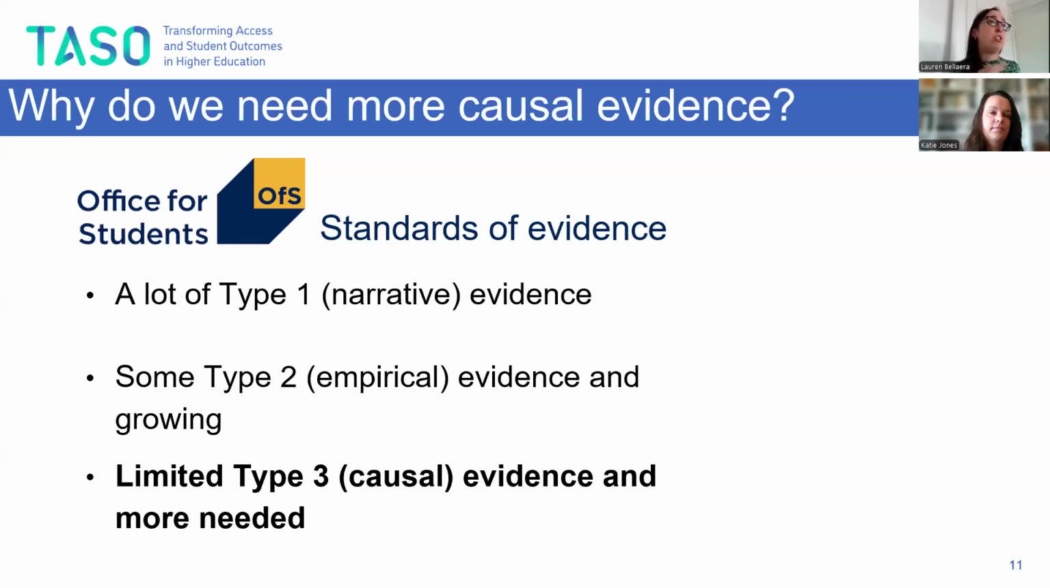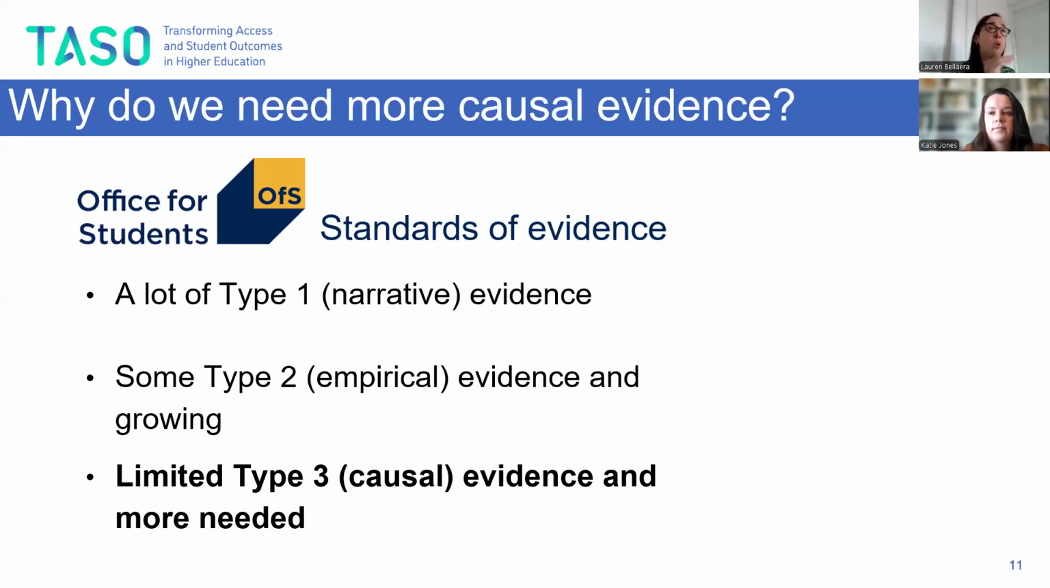Secondly, we have type 2, and this is empirical evidence, but what we don't have is that causal aspect. For example, with type 2, we might be doing a pre-questionnaire and a post-questionnaire. With type 2, we may also have some kind of comparison group, but crucially, we aren't doing random allocation. We don't know if the groups are similar.